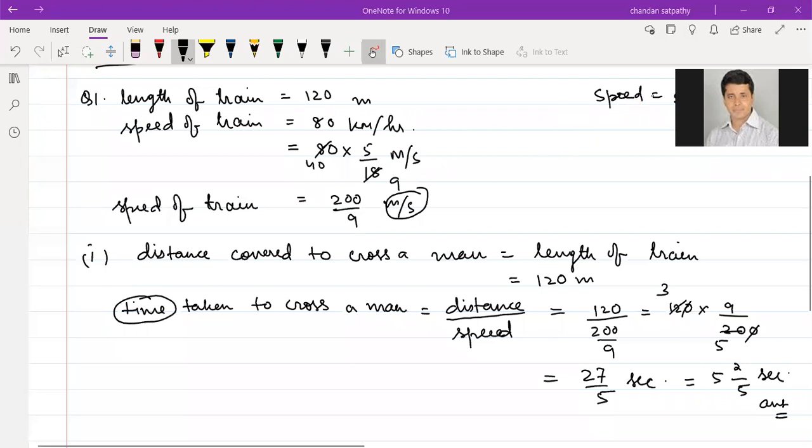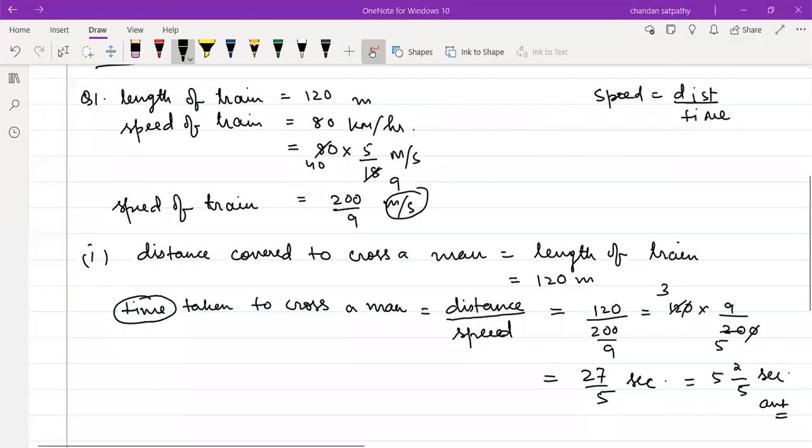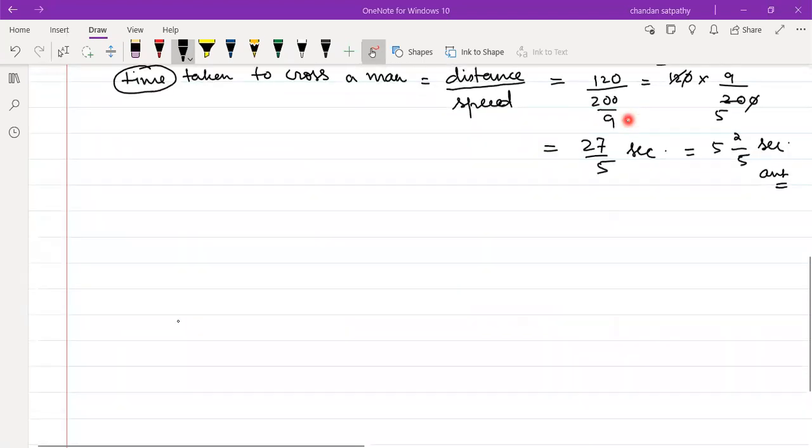So what is the next question? Bit 2, you see bit 2. In bit 2 it is given what? Bit 2 is given that the time taken by it to cross a bridge 220 meter long. Wait for a minute, students.